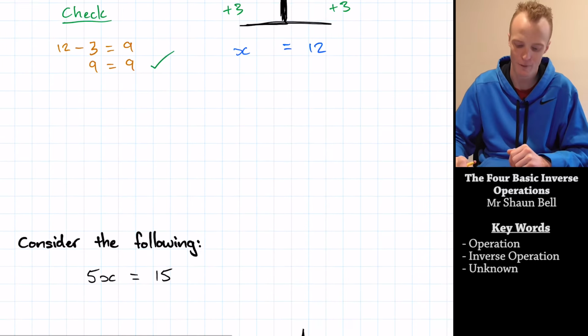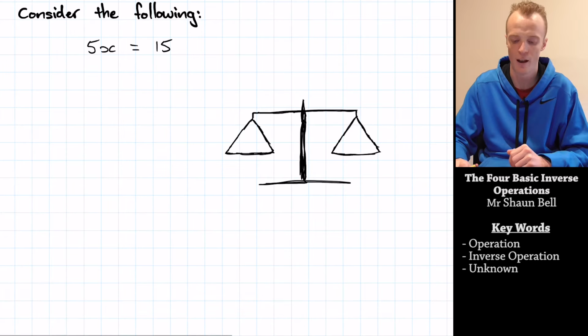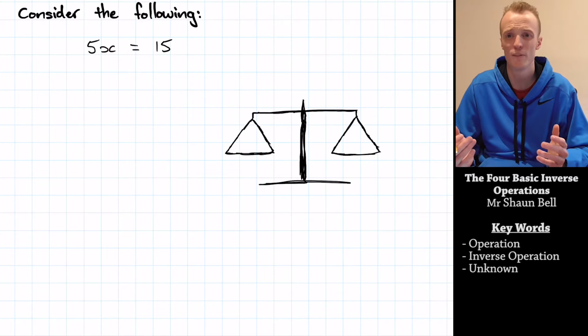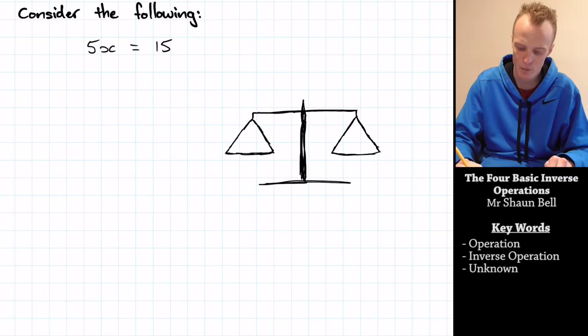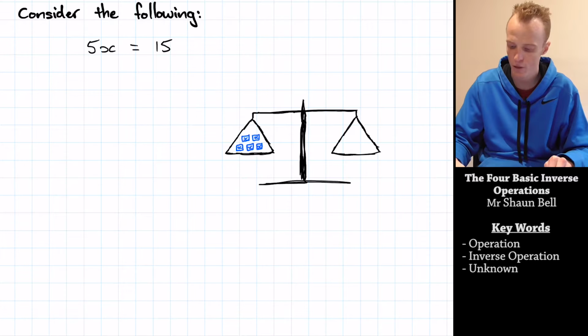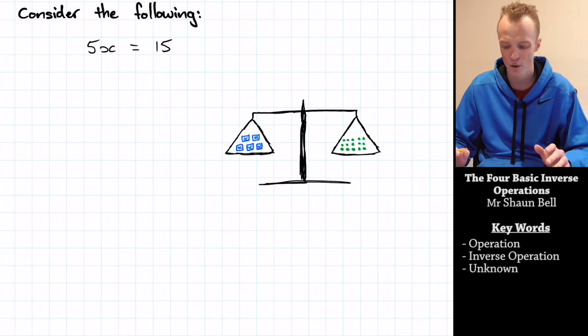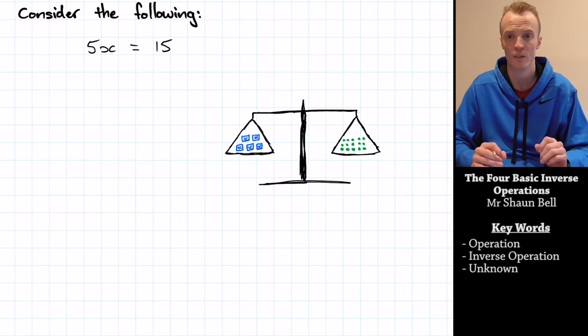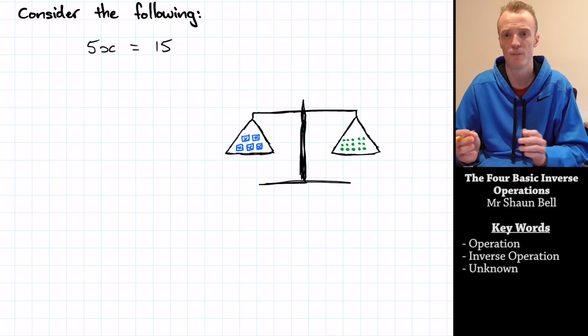Let's have a look at if we've got 5x, or 5 times x, is equal to 15. Well, what does 5 times x mean? It means that we've got 5 of these little x boxes on the left-hand side. And then on the right-hand side, we've got 15 of these green dots. Now, if I wanted to know how many green dots are going to be in each one of these x boxes, what I need to do here is to make 5 different piles.